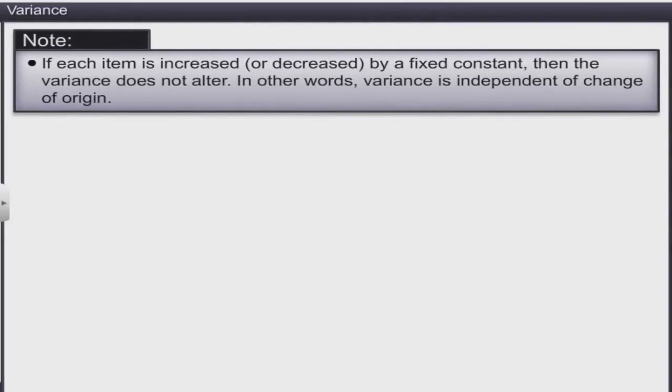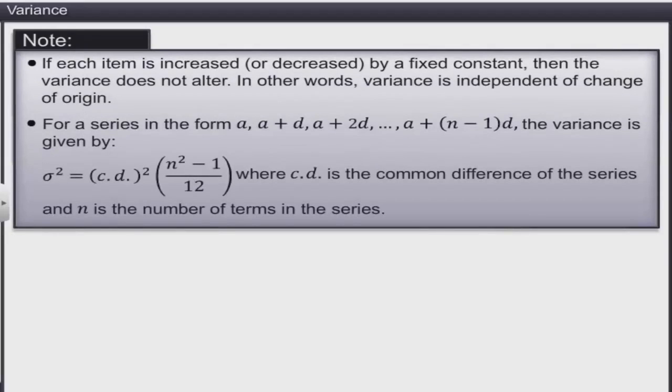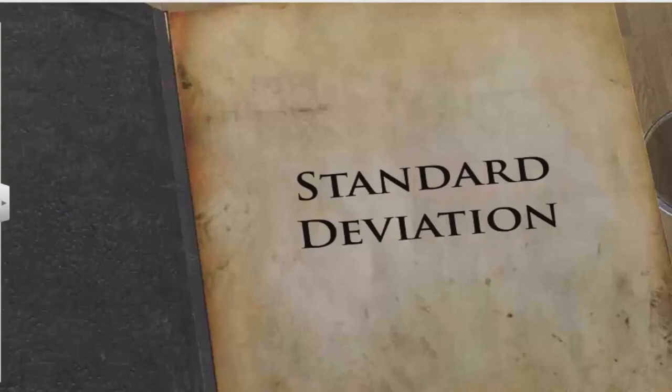Please note that if each item is increased or decreased by a fixed constant, then the variance does not alter. In other words, variance is independent of change of origin. For any arithmetic series, variance is equal to the square of the common difference multiplied by n squared minus 1 whole divided by 12. In this module, you will learn to find the standard deviation of grouped and ungrouped data.